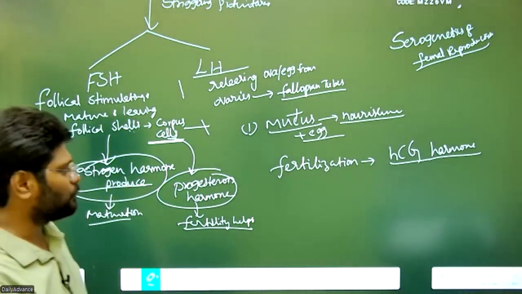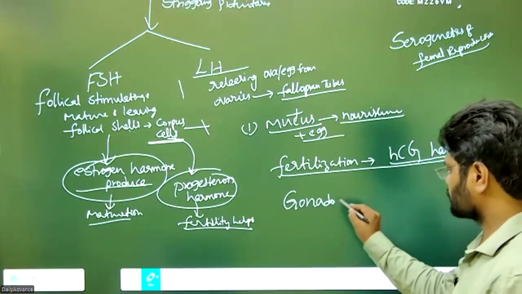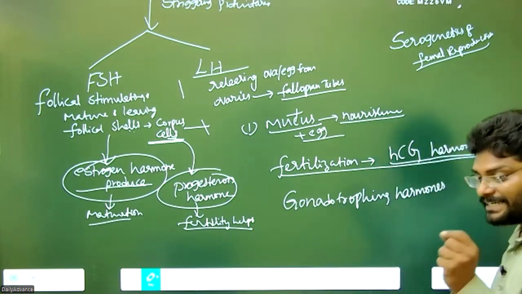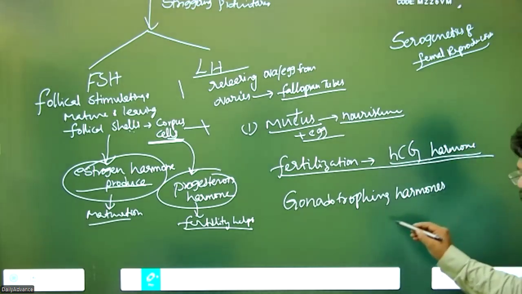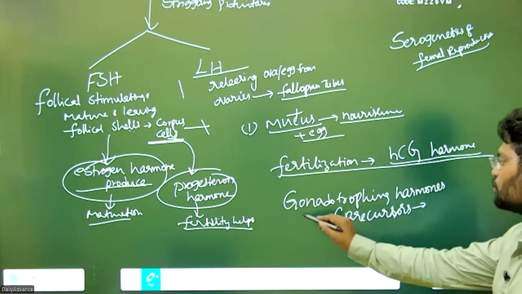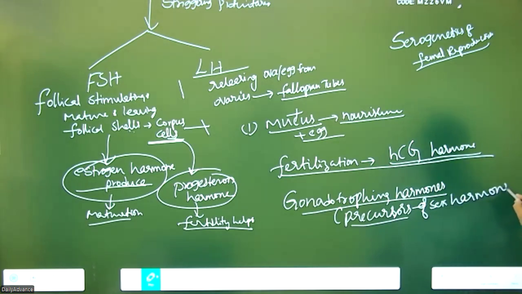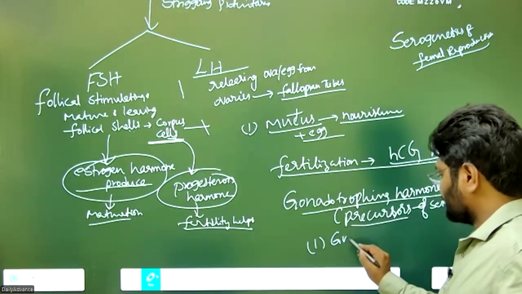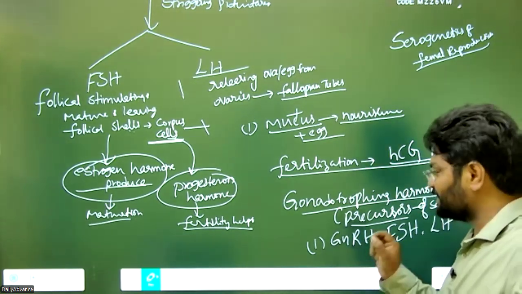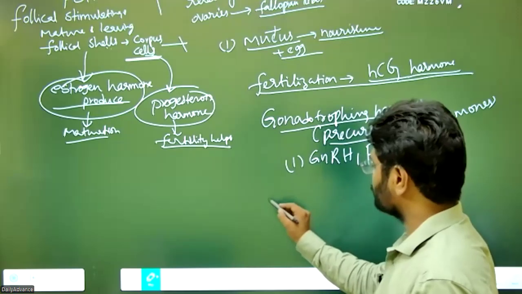Gonadotropin hormones can be divided into two types of hormones. Gonadotropin hormones are the precursors of the sex hormones. Without these gonadotropins, the sex hormones are never released. So what are they? The first is GnRH, then FSH and LH. These gonadotropin hormones are the precursors of the sex hormones. Then what are the sex hormones? They are hormones produced within the ovary.